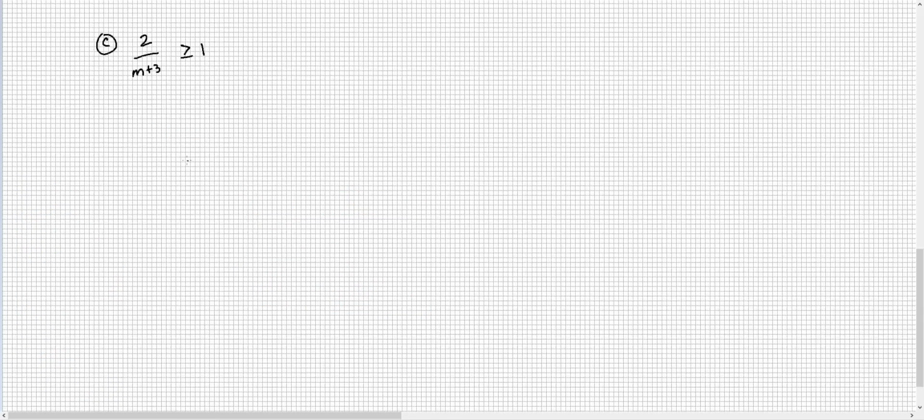Alright, this is the next one. 2 over n plus 3 greater than or equal to 1. And the first thing you notice is that you don't have a 0 on the right. So in order to do that, we need to subtract 1 from both sides.